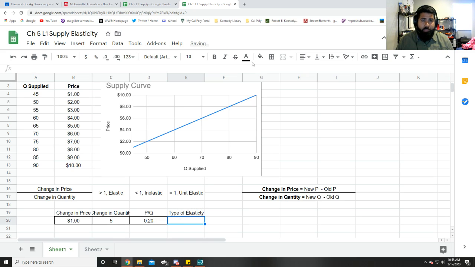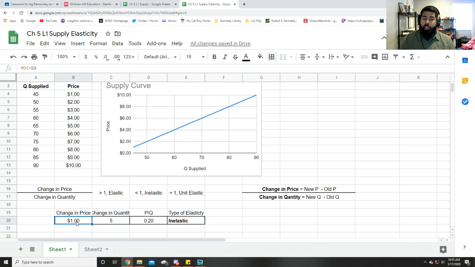Okay, and I'm going to leave these things on here for you guys, so that way it'll help you out. So, type of elasticity, your answer would be which one of the three? Elastic, inelastic, or unit elastic? It would be inelastic. Why? Because this answer right here is less than 1.